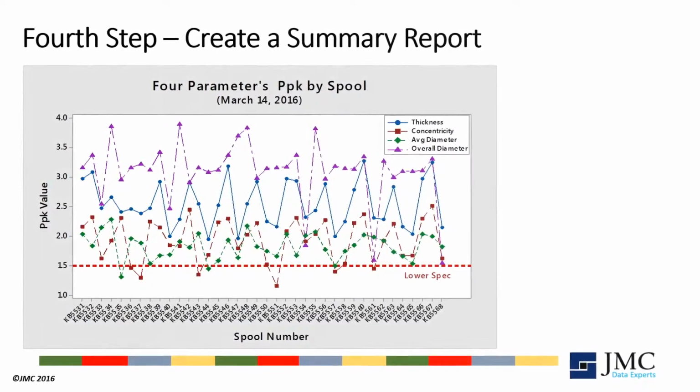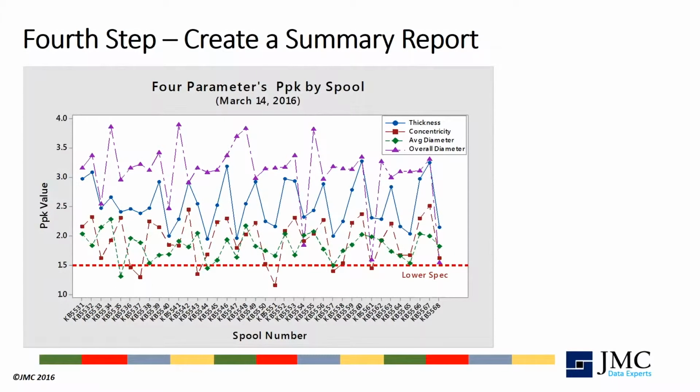The requirements for the final graphical summary were 1 page. It should show the relationships between the 4 quality characteristics, and it must have the capacity for 30 to 50 spools commonly produced on one shift.